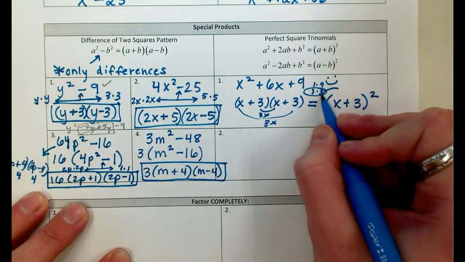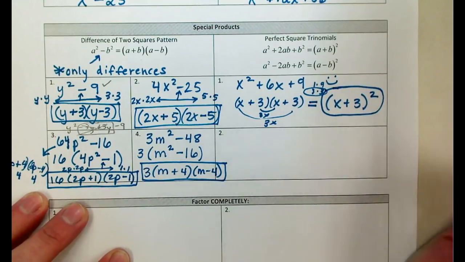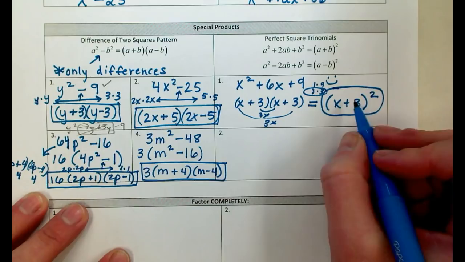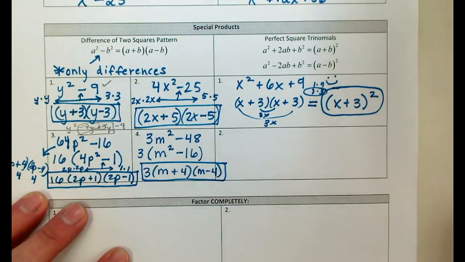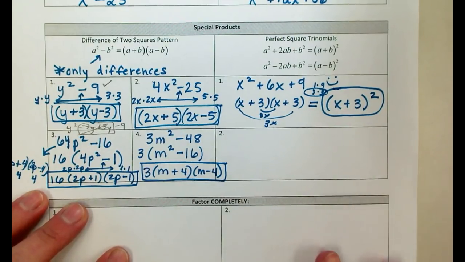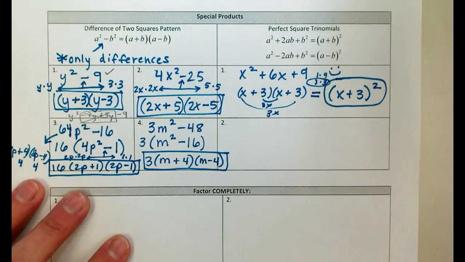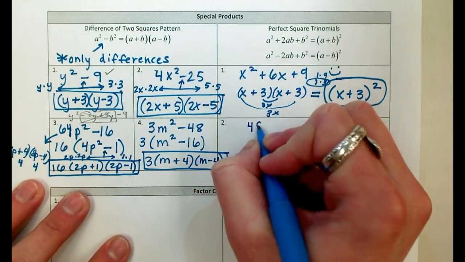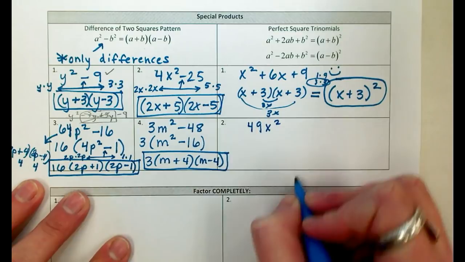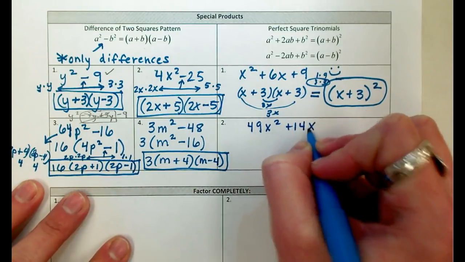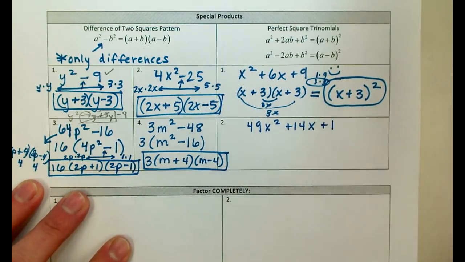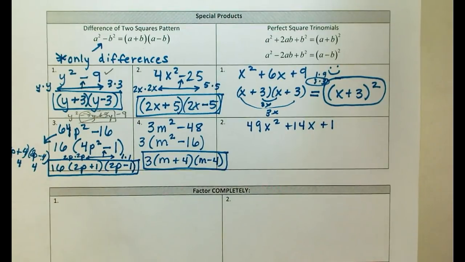So anytime you factor a perfect square trinomial, we write it as the square of a binomial. Okay, number 2, 49x squared plus 14x plus 1. Try factoring this one out. Pause the video.